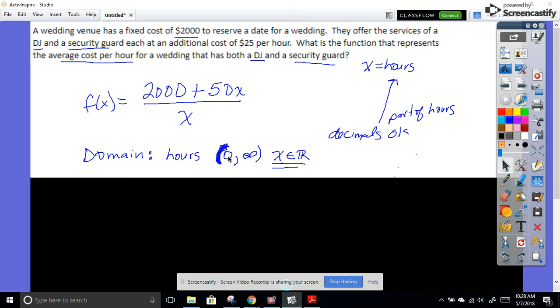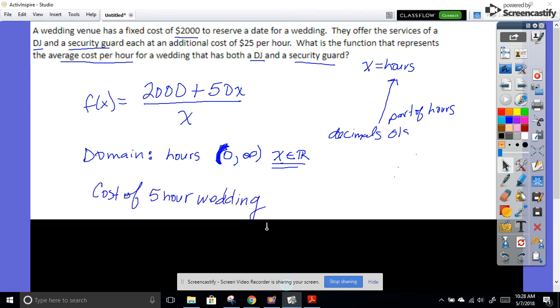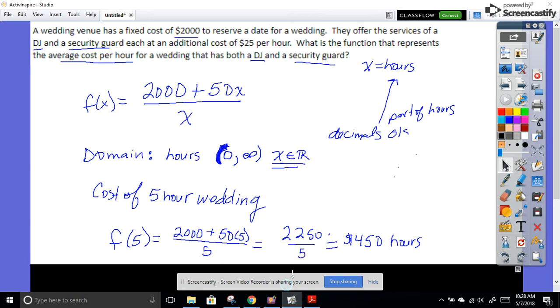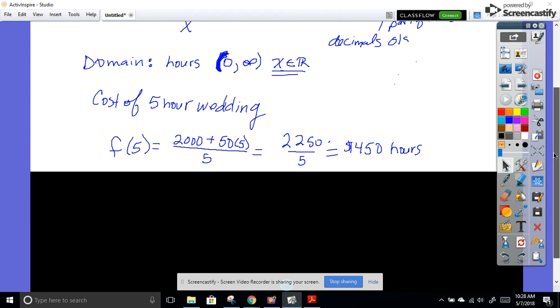So being able to talk about what kind of hours you can have and what set of numbers they belong to, that's going to be one thing that you're responsible for. Then they're going to say, okay, let's say we have a 5-hour wedding. They're going to give you a value for X. If they give you a value for X, then all you do, of course, is plug in the 5. The 5 goes here, the 5 goes here. We do the calculations and we figure out that it costs $450 for a 5-hour wedding. Okay.